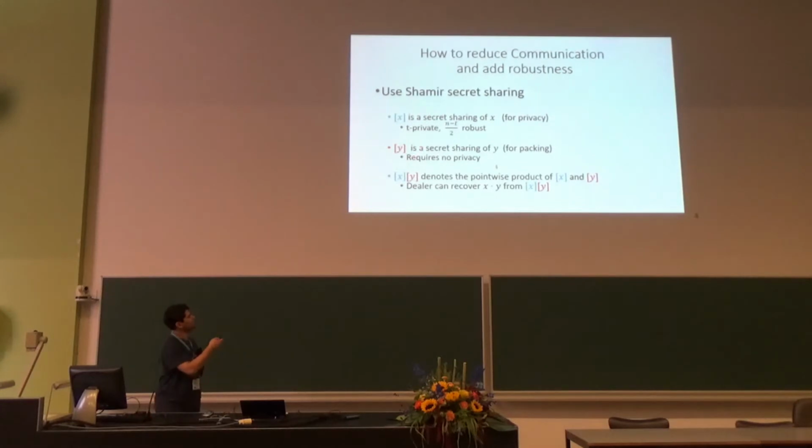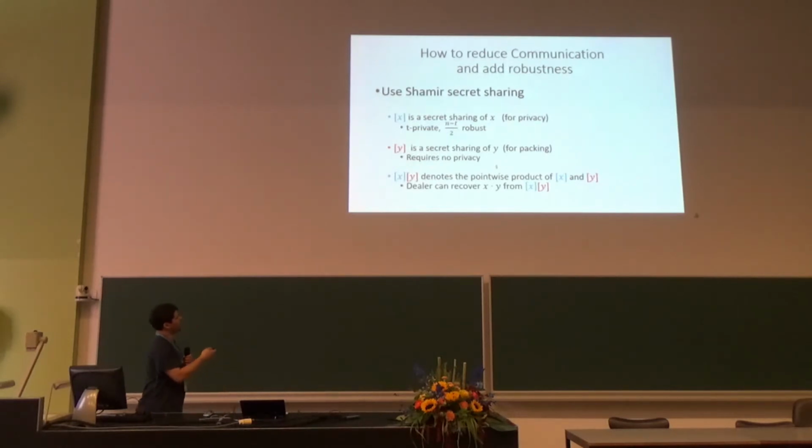Then we also have the red sharing, which is a secret sharing of Y for packing. It's going to be of low degree, but used just for packing. So instead of sending values to players individually, the dealer is going to send a sharing, so that by sending a single field element to each player, he's actually sharing a vector of elements.